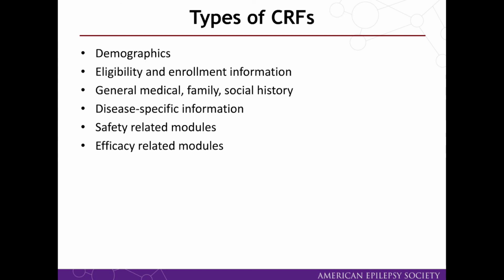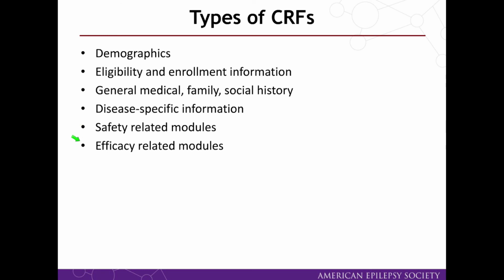So generally, there are a few different types of CRFs. There's usually CRFs that collect demographic information. Then you'll collect information about whether the subject is eligible and some additional information about enrollment. There's often information collected about general medical, family, and social history. And then you'll collect information about your specific disease of interest. For example, the type of epilepsy, the date of onset of epilepsy, the specific seizure types, etc. And then in terms of your outcomes, you'll collect information about safety and then information about efficacy.